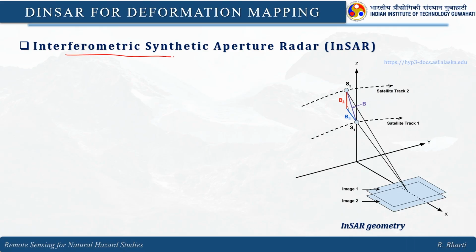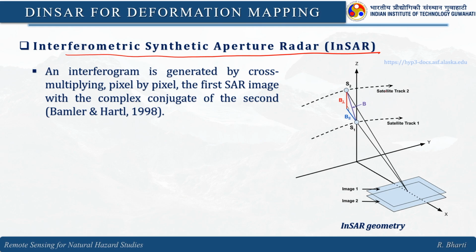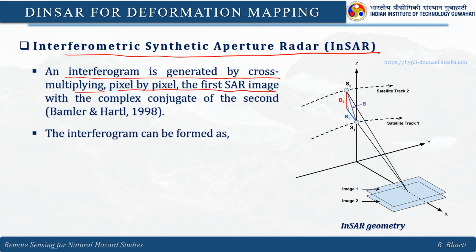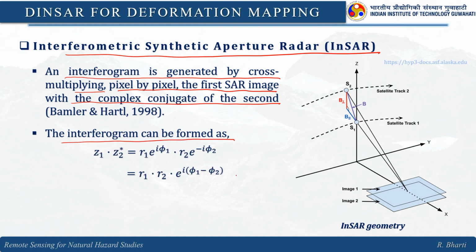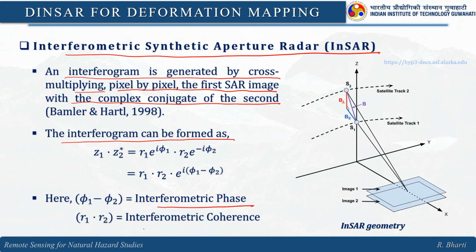The interferometric synthetic aperture radar, the InSAR. So, here we have seen the other diagram also, where we are generating the phase information from two different positions. An interferogram is generated by cross multiplying, pixel by pixel, the first SAR image with the complex conjugate of the second one, right. So, the interferogram can be formed as this, where interferometric phase and interferometric coherence are used. Now you have understood the basic principle of interferometric SAR.